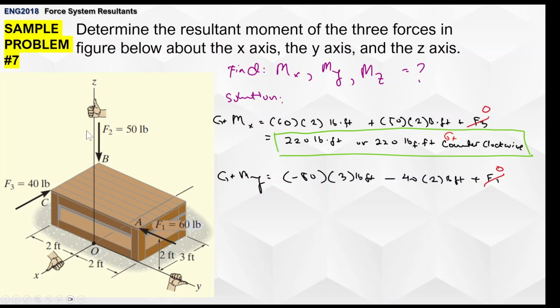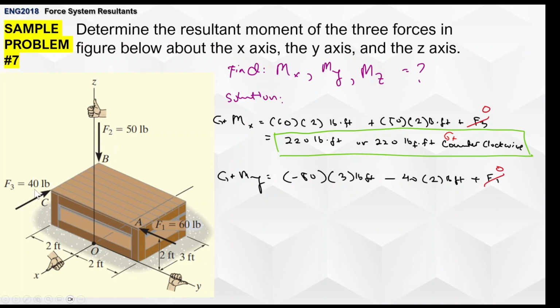However, with F3 and F2, there's rotation. So rotating about the x-axis, y-axis. So F2 times this perpendicular distance F3. So it's going to be clockwise about the y-axis. So it's going to be negative 50 times 3.